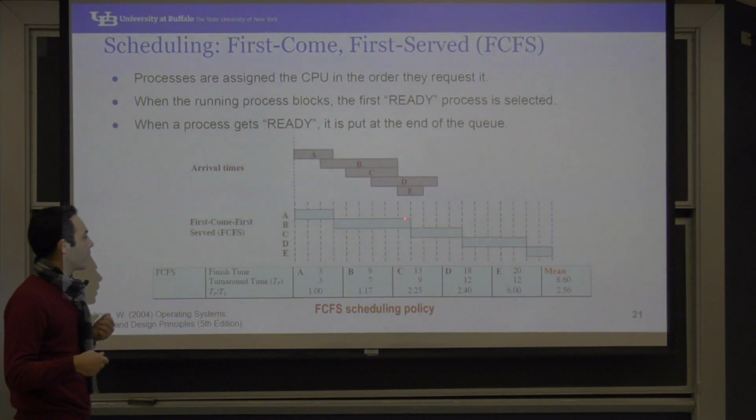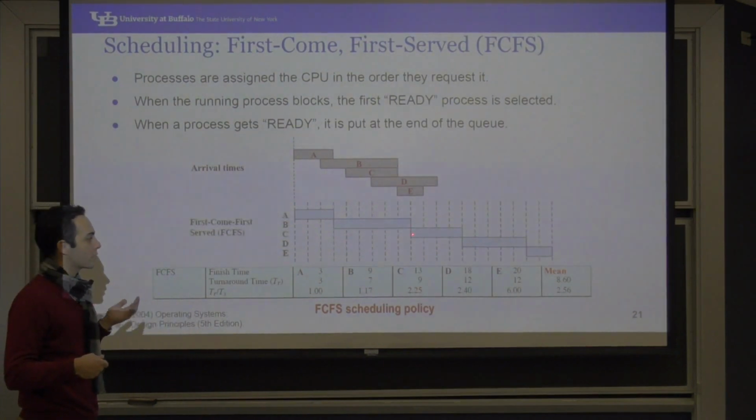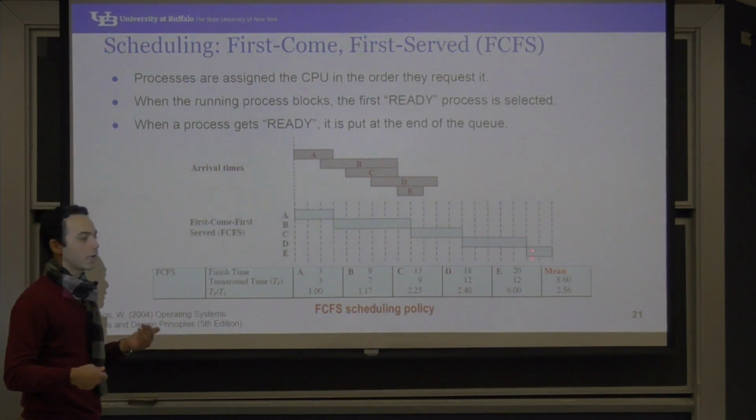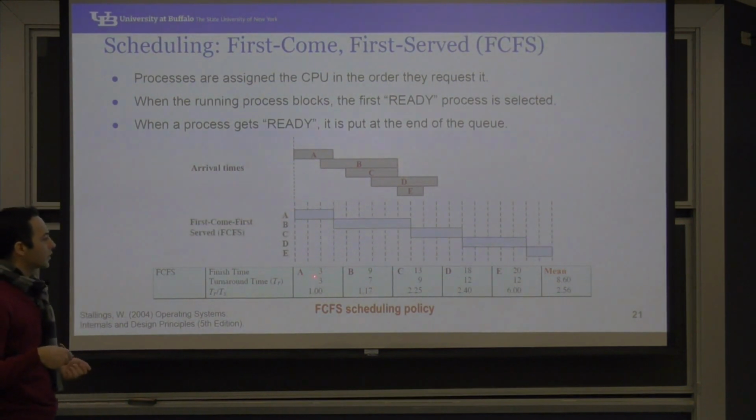Once it's done here, what do we have? We have C, D, and E, each of them again in the queue. So we first schedule C, after it's done, D, and after that, E, right? This now shows some of the information. The finish time for A would be 3, B is here, 9, and then C is done here, which is 18, and then D is here, 13, 18, and then 20, right?